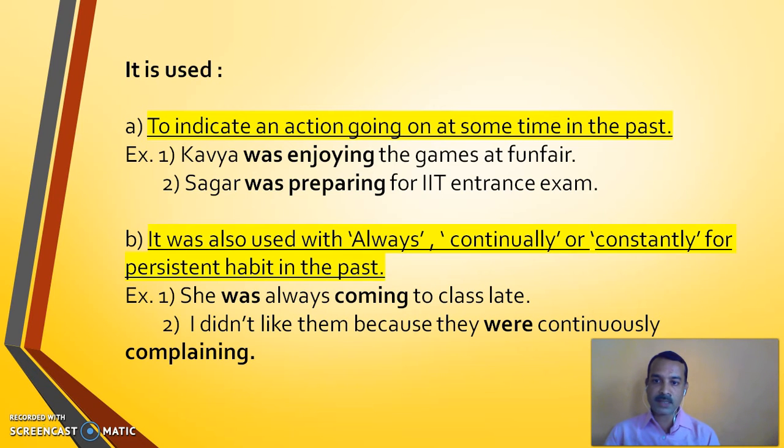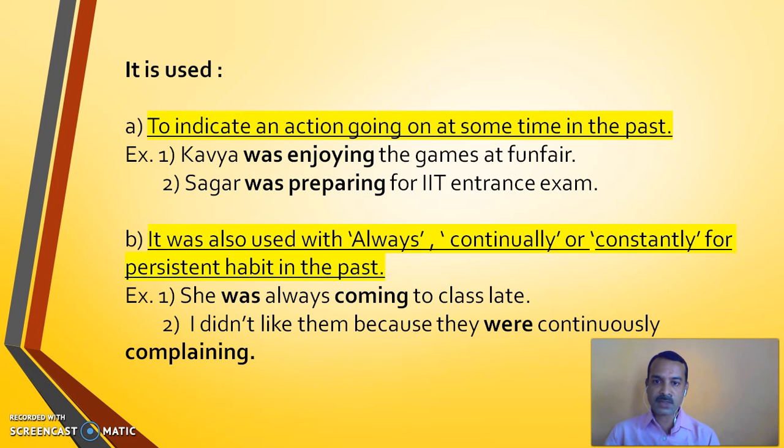In the second example, Sagar was preparing for his IIT entrance exam. Sagar was preparing. Here in this example, the form of the verb is important. What is the verb? It is was preparing. Here the role of was is very important to show the tense of this particular sentence. So by looking at was, we can easily identify that it is a past continuous tense.